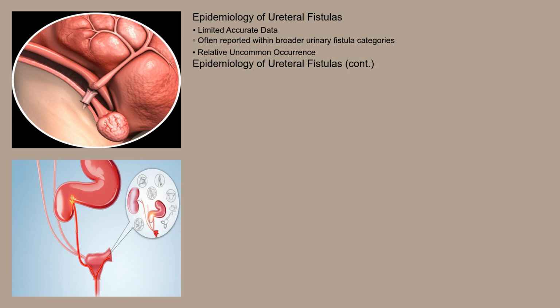Accurate epidemiological data specifically for ureteral fistulas is somewhat limited, often being reported within broader categories of urinary fistulas. However, it is understood that ureteral fistulas are relatively uncommon. The incidence tends to be higher in regions where surgical expertise or access to advanced medical care is limited, especially in areas where obstructed labor may lead to pelvic trauma. As mentioned earlier, iatrogenic causes, primarily surgical procedures, are the leading factor in developed nations. The prevalence may also vary depending on the specific underlying cause, such as the prevalence of inflammatory bowel disease or certain types of cancer in a given population.